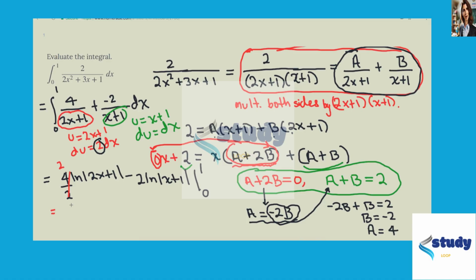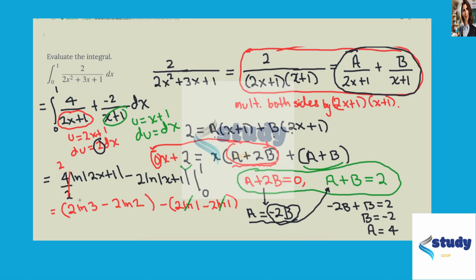Let's plug in the 1 first. So plugging 1 in for x, we have ln of 2 plus 1, so that's 2 natural log of 3 minus 2 natural log of 2. And then when I plug in 0, we have 2 natural log of 1 minus 2 natural log of 1. We know natural log of 1 is 0, so both these terms are just 0.